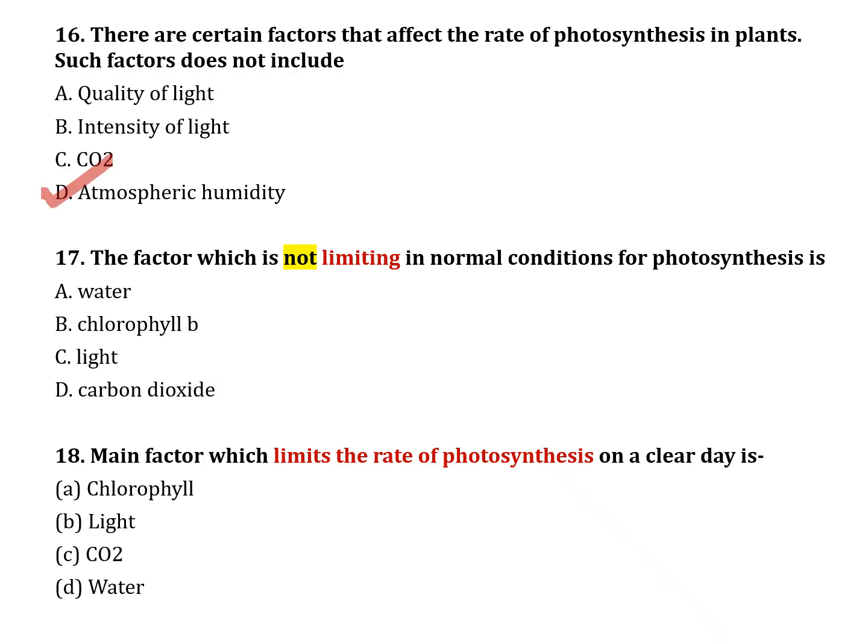The next question number 17. The factor which is not limiting in normal conditions for photosynthesis is option A water, option B chlorophyll B, option C light, option D carbon dioxide. Correct answer is option B, chlorophyll B. The next question number 18. Main factor which limits the rate of photosynthesis on a clear day is option A chlorophyll, option B light, option C carbon dioxide, option D water. Correct answer is option C, carbon dioxide.